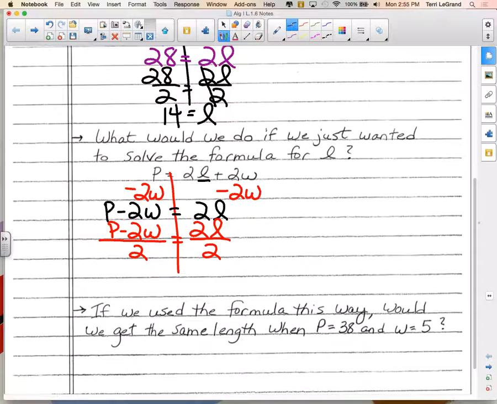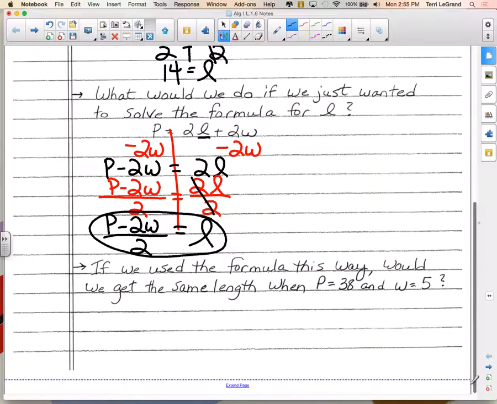So what's going to happen is, over here I can though. So now my L is by itself, like we want it to be. And this side, ugly as it is, is what the solution is. It's what L solves to be. It solves to be P minus 2W, that expression, that difference divided by 2. So we followed the same exact steps. It's just that we couldn't really get it looking very clean like we can when we have numbers and when we only have the one variable involved.